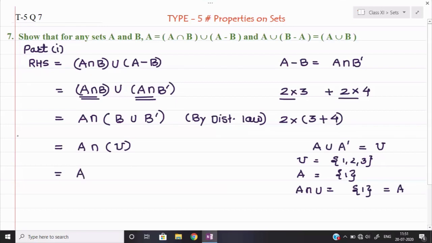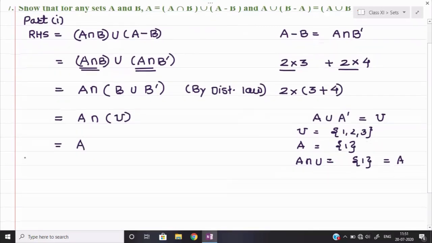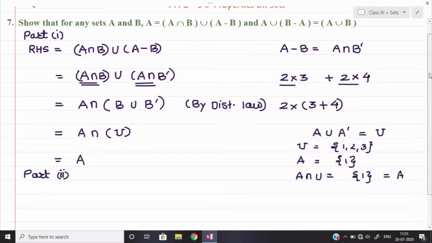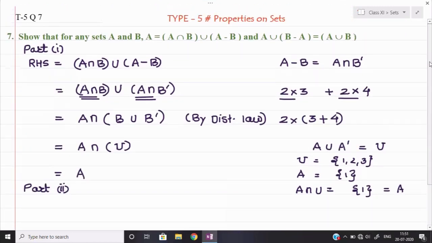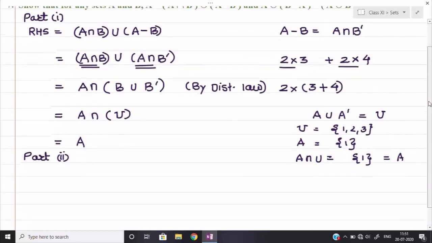Now let us see part number 2. First of all, let us see the second part. I will take the left hand side, because the left hand side looks a little lengthier than the right hand side. The right hand side is simply A union B. So let us take the left hand side.